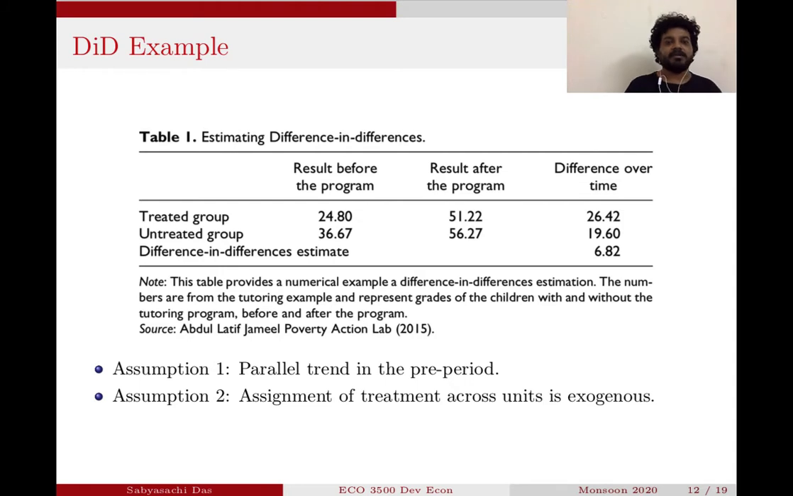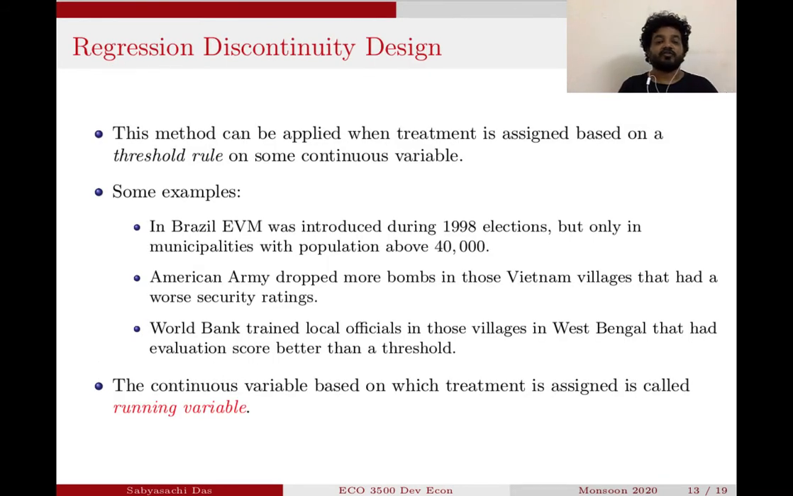Let me now spend the rest of the time discussing the third and the last method that I'll talk about today, which is probably the most sophisticated method in terms of analysis. So this is the regression discontinuity design, or RDD. So what is a regression discontinuity design? Here, this can be applied in a context where the assignment of treatment is based on some kind of threshold rule on some continuous variable. What do I mean by this? Let's take a concrete example. It will make it clear.